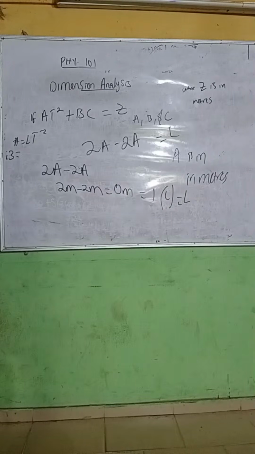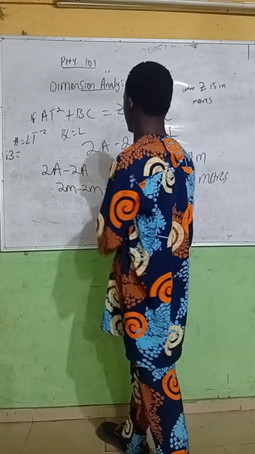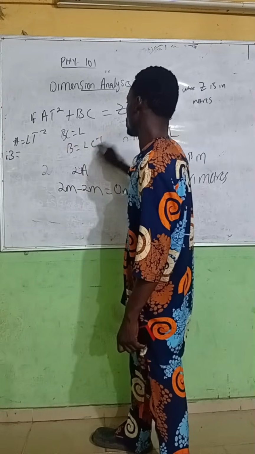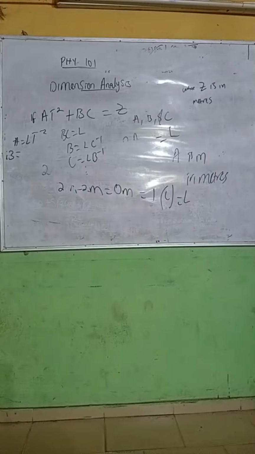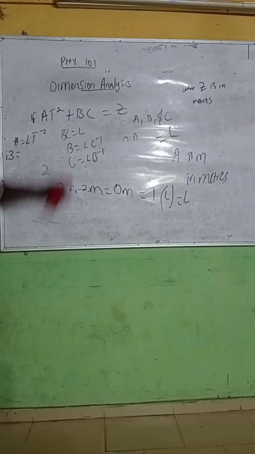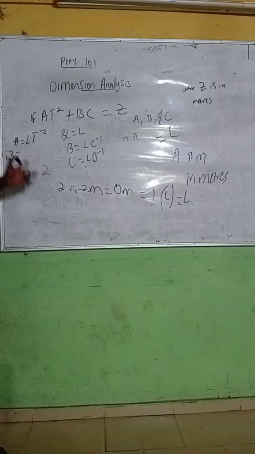BC is L. Okay, B is L and C is L. No, it's not possible. BC must be L. So BC equals L. That means B equals LC minus 1 and C equals LB minus 1. You can leave it this way since you don't know what B and C are. So either of the two. Do we get what I did? You need B and C subject to the formula. Yeah, that's very good.